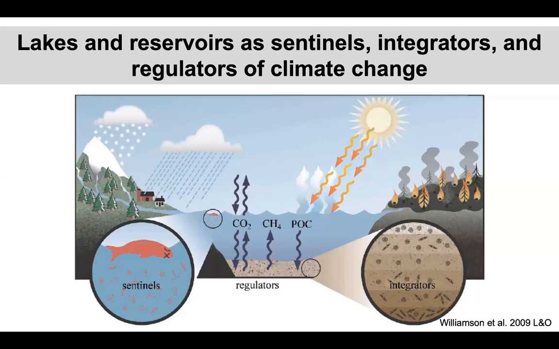They're sentinels, so they are always monitoring what's going on around them. They're not just limited to the perimeter of the lake. Anything that's happening in the watershed or the airshed in some cases is being recorded by the lakes, and they often respond to them very sensitively. They're also regulators, so they're not independent of their environment. They can fix carbon dioxide, they can degas carbon dioxide, they can alter temperature.